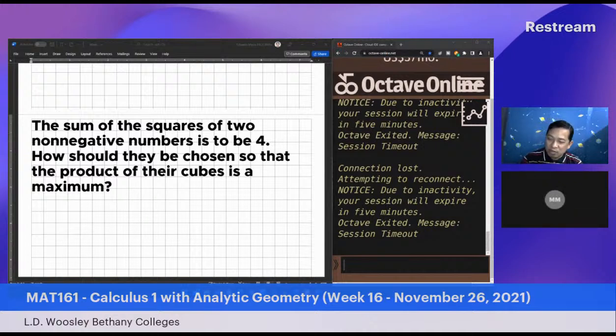Michaela, what is the value to be maximized based on the problem? Yung product, sir. The product.